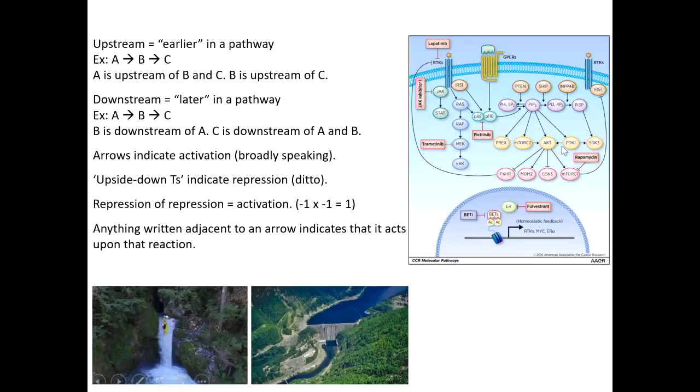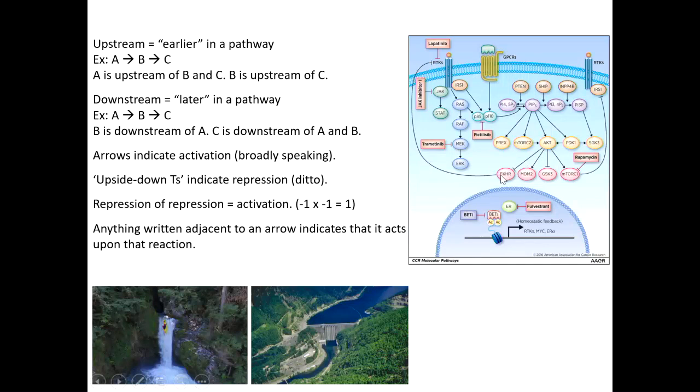All right, so I'll give you the same overview very briefly that I did before. When you're talking about a pathway, upstream means earlier, so A is upstream of B. Downstream means later, B is downstream of A. If you see an arrow like this, it means you're activating it. And an important point, that doesn't tell you if you're making more of it or just making it more active. You just know that you're activating it. It's a very broad term. And then upside down T's, which is what you're asking about, are inhibiting.